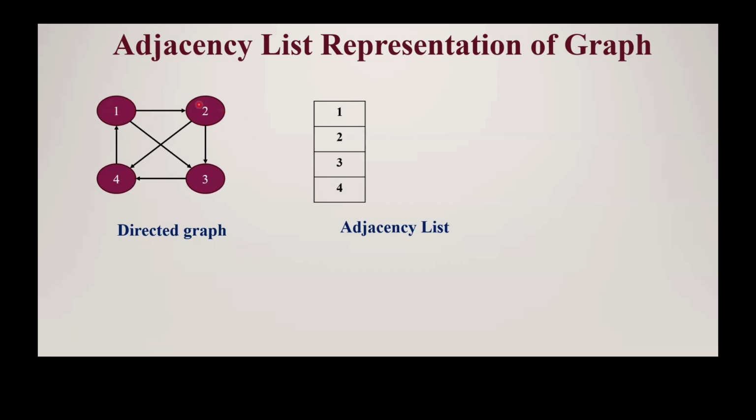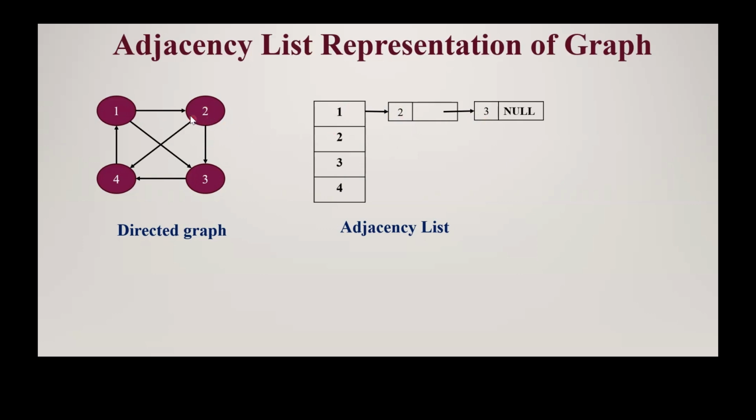From 1, what are the nodes it can be connected to? From 1 to 2 is connected, 1 to 3 is connected, 1 to 4 is not connected. How do we represent it? The link goes from this node to this node. We cannot move backward, because it is a directed graph. So from node 1 we can traverse to the second node and to the third node. Here we represent a linked list. We store the values 2 and 3, meaning from node 1 we can traverse to node 2 or node 3.